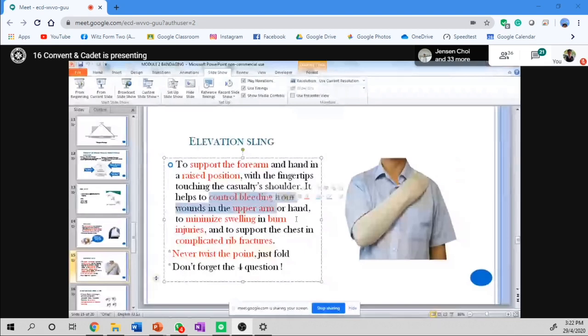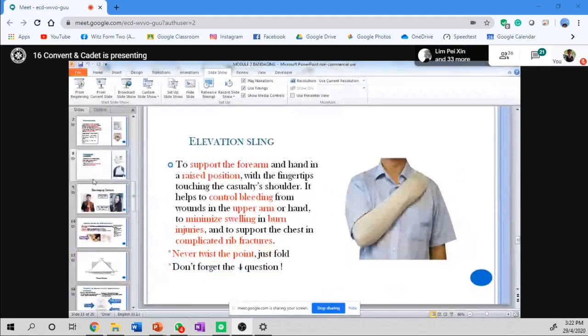And also to support a complicated rib fracture. Just now the arm sling can be used to support a simple rib fracture, but this one is used to support the chest in a complicated case. Complicated means more than one of the rib bones is fractured, like 3 or 4 or 5 bones fractured. And also never twist the point. And also before and after, you have to ask the 4 questions. What are the 4 questions?